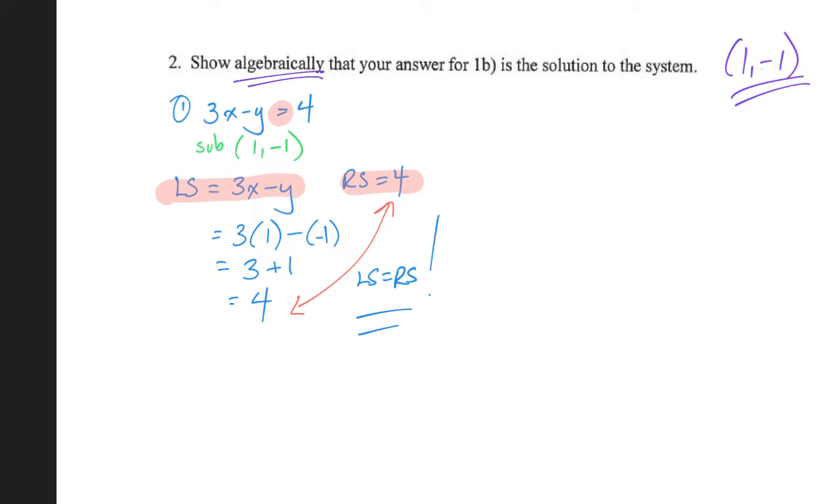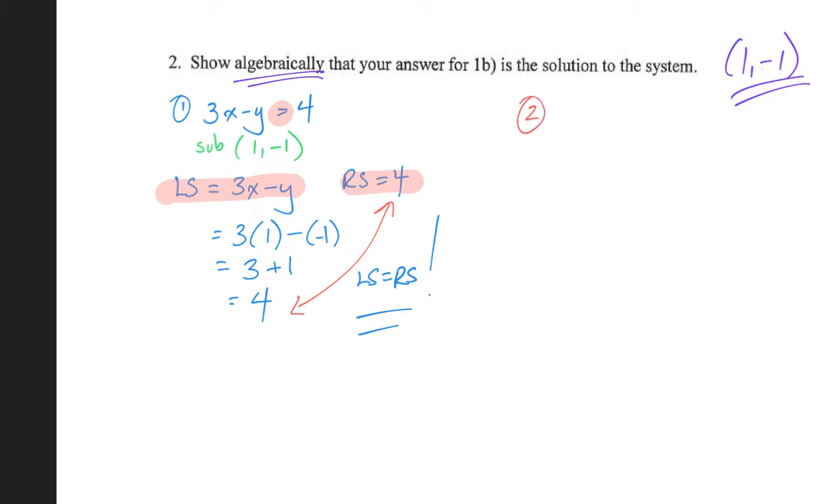Now, that does not do the job of what the problem states. All we've proven at this point is that that green point, 1, negative 1, is on equation 1. The only way that we can prove that it's actually the solution to the system is to show that that point is on all of the equations. So I want to leave you with the second part.